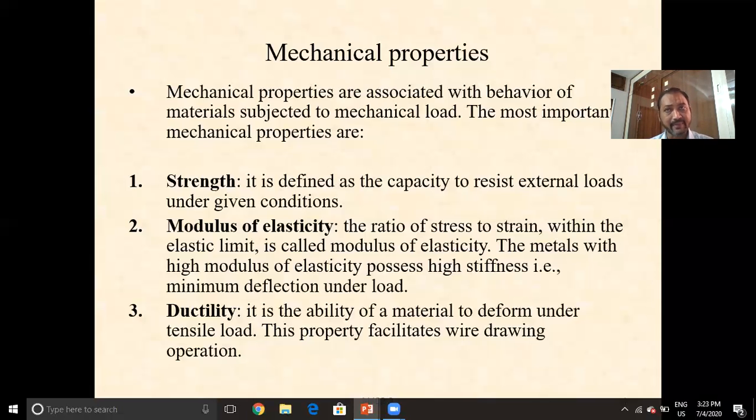When the deflection is minimum, then the stiffness value is maximum. Automatically, the Young's modulus value is also maximum for that.